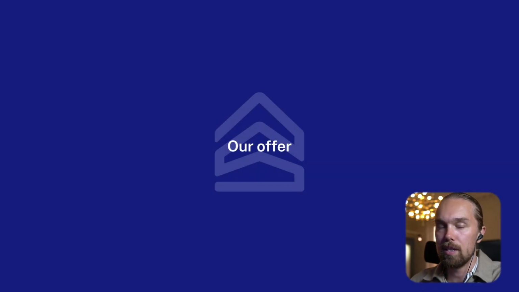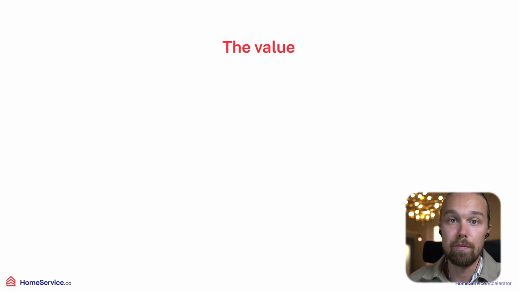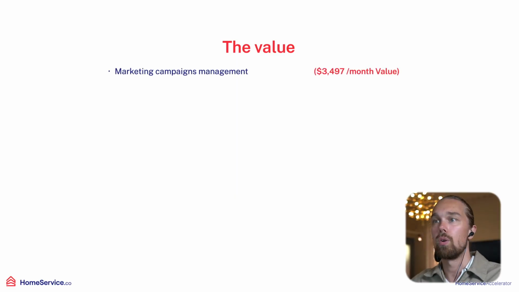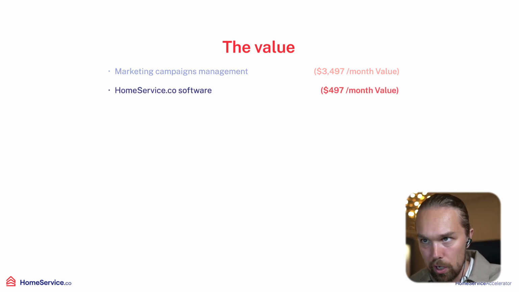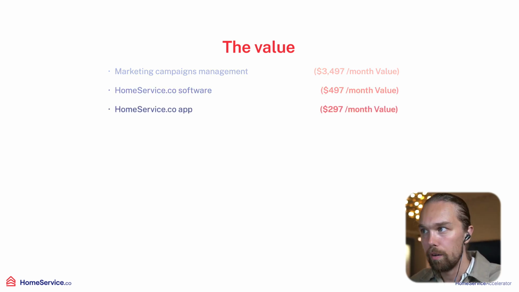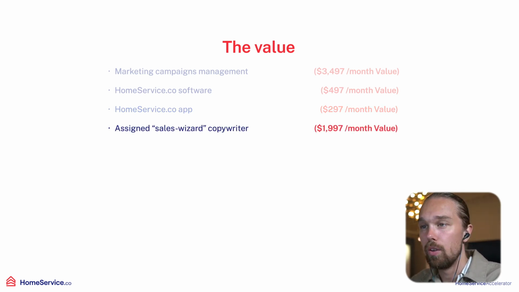So here I basically explain how our offer works. So I do the value stack as I explained before. So, we're going to do the marketing campaign management. We value that at around $3,500 per month. You get access to our software, $500 per month, our app that we've developed, around $300 per month. You get an assigned sales copywriter, which is going to be Gary. We value him at around $2,000 per month.